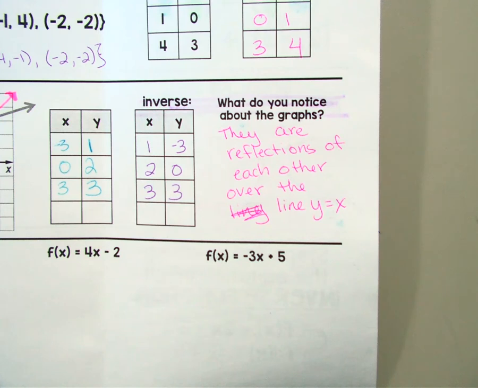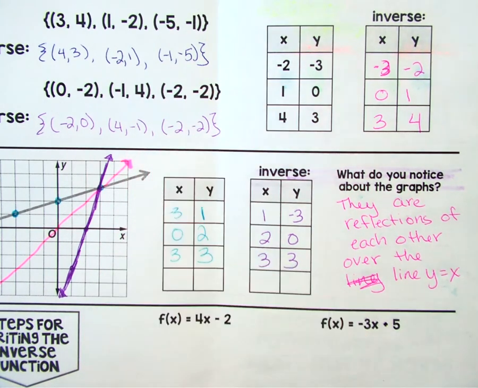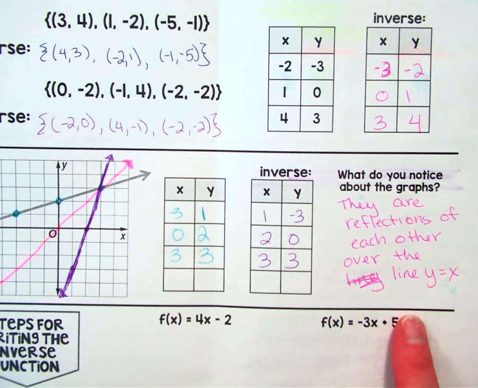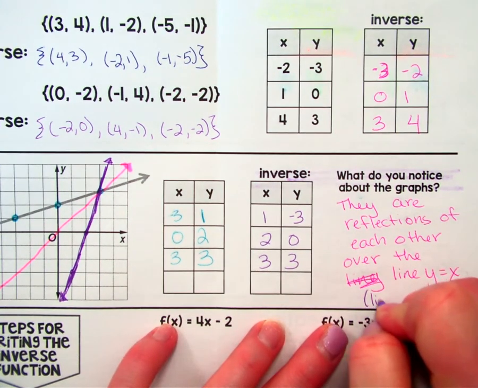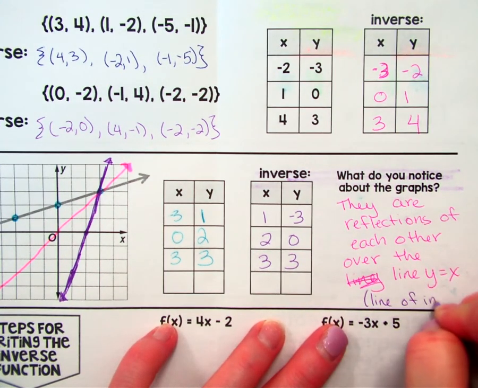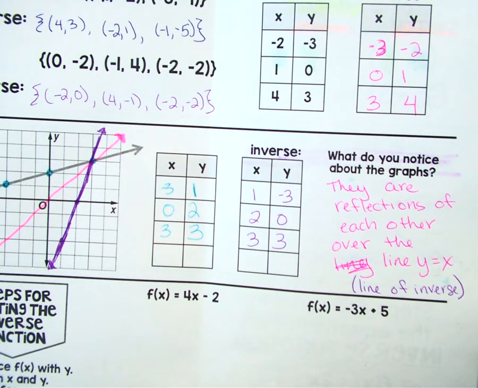Even if you aren't graphing them like we did in this example, they're still reflections of each other over that line y equals x. My example up above, if I were to plot these different points on the graph and then plot their inverses, they would be reflections of each other over this line y equals x. Because again, that is our line of inverse. All right, so everything is a reflection over that line. Our inverses are reflections over that line.